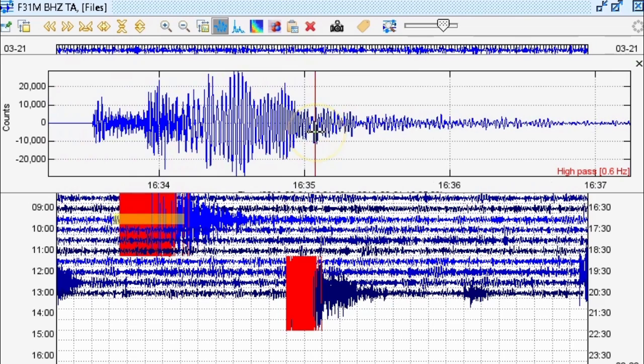To me, it looks like a nuke went off. It kind of looks like an explosion, kind of like what we see with the mining explosions in eastern Wyoming, and sometimes the nuclear explosions in North Korea.